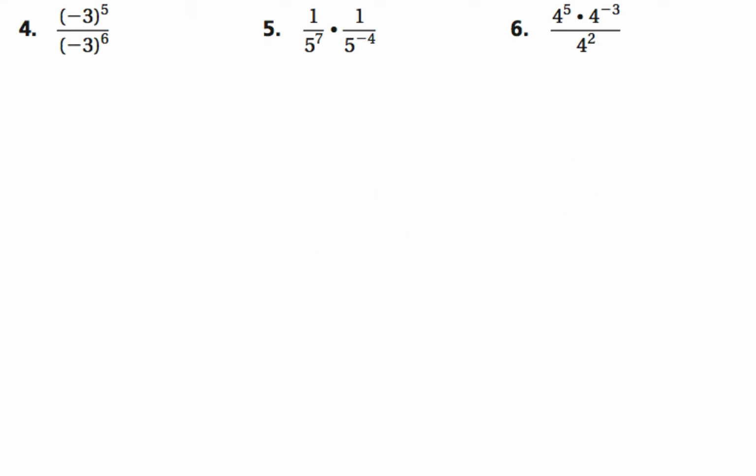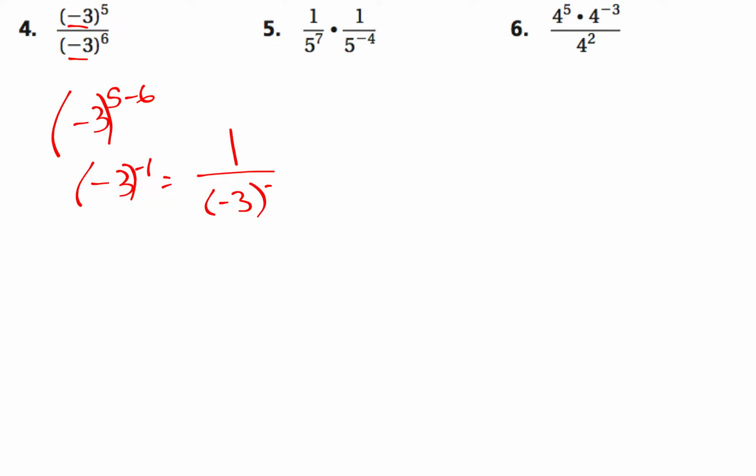Number 4, negative 3 to the 5th over negative 3 to the 6th. Since they're the same bases, we can subtract the exponents. 5 minus 6 is negative 1. So we get negative 3 to the negative 1st. That moves it to the bottom of a fraction. Notice how the base does not change here. The base remains negative 3. So the first power doesn't do anything, so this is just negative 1/3.